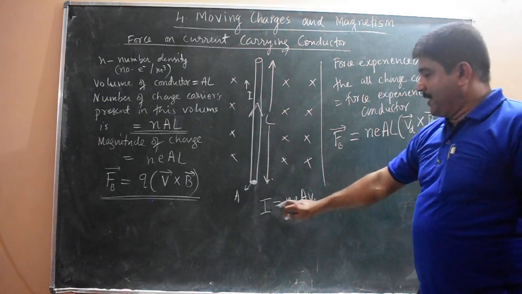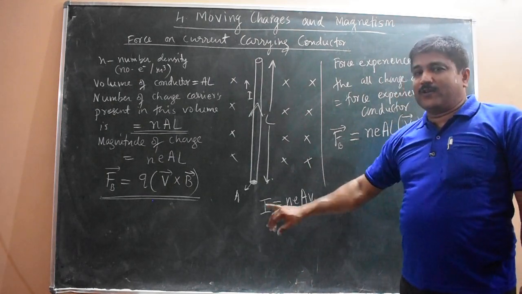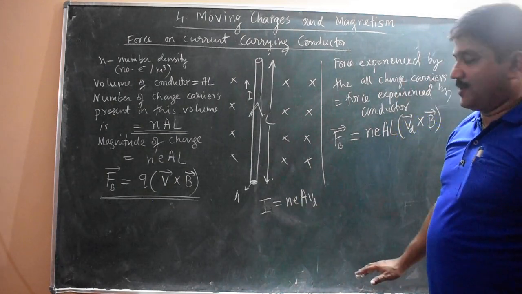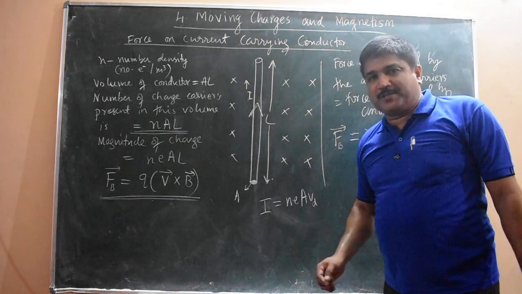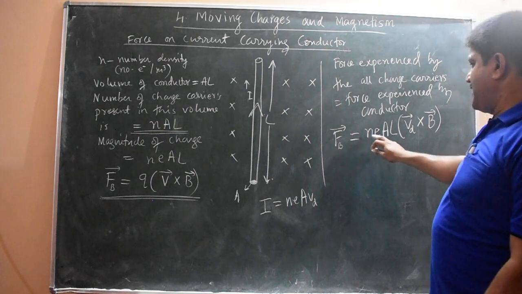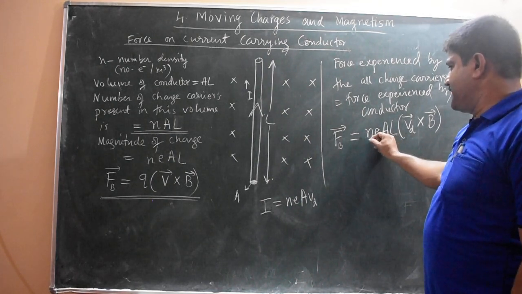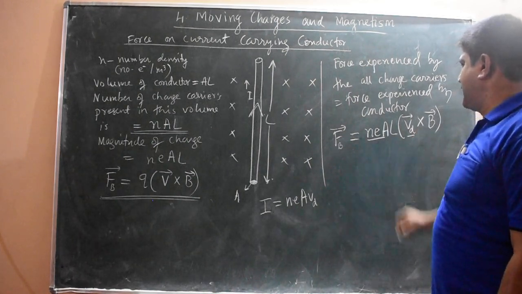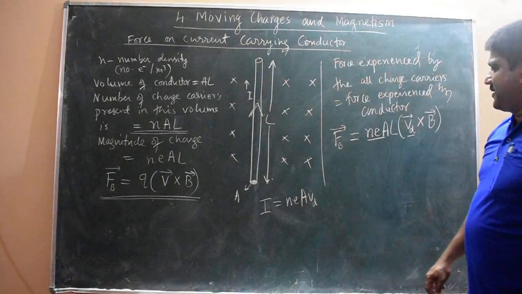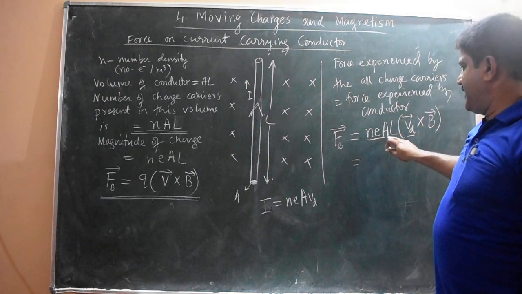NEAVD is the current expression. Whenever a current is set up in the conductor, that is the expression for current, and hence we derive the conductivity expression in a conductor. So these three terms, and here this one term together, become current. So area is also included.